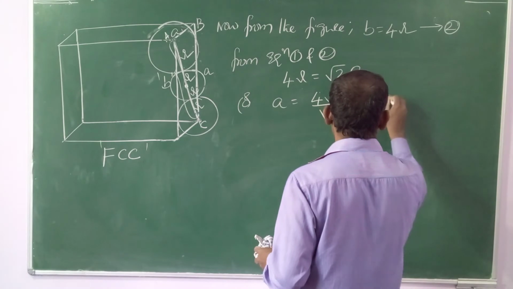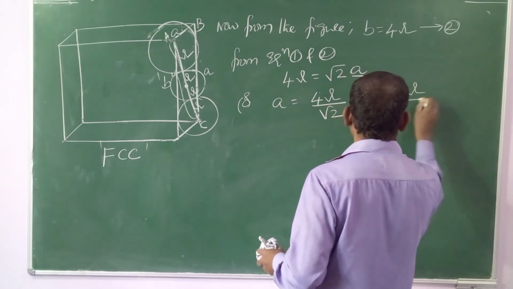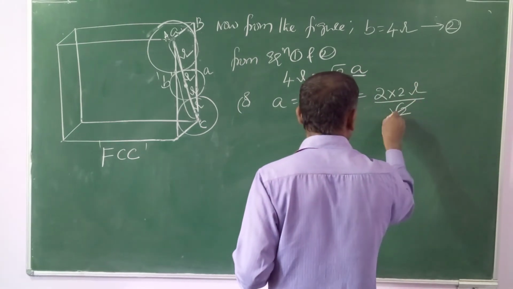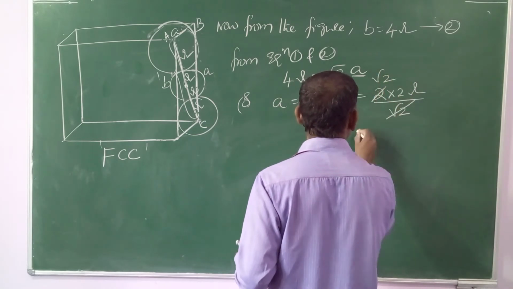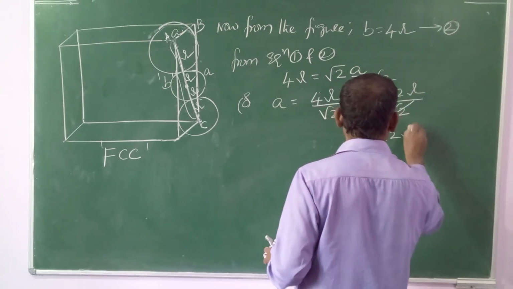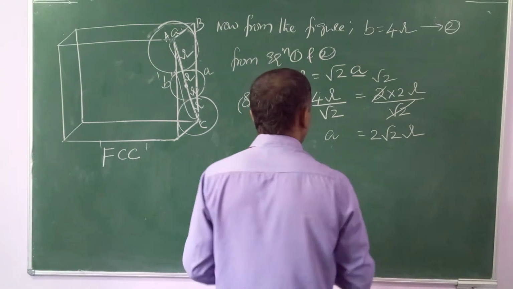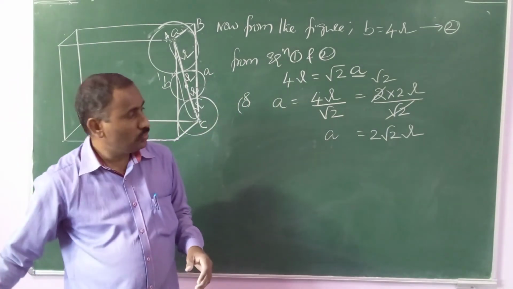4 can be rewritten as 2 into 2R by root 2. Therefore, how many times gets cancelled? Root 2 gets cancelled. Therefore, 2 root 2 R. So edge length A equals 2 root 2 R.